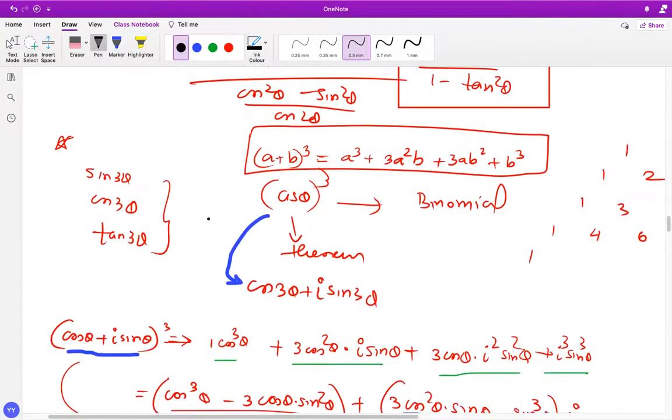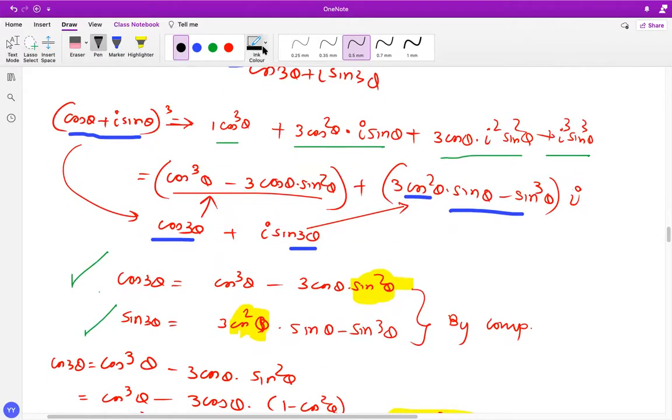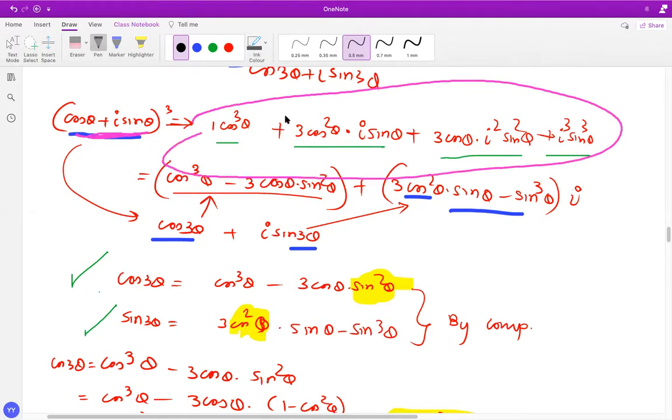So what I'm going to do is here I'm going to expand cos theta plus i sine theta the whole cube using the binomial expansion. In case you're not clear about a plus b the whole cube formula, it's a cube plus 3a square b plus 3ab square plus b cube. So cos theta plus i sine theta, the whole cube is actually this. So if I take cos cube theta, and this is the real part and this is the imaginary part.